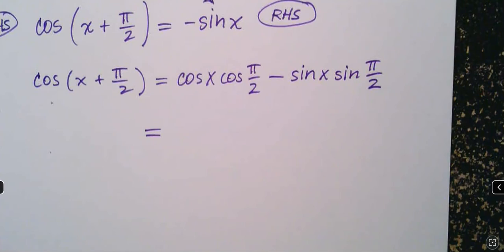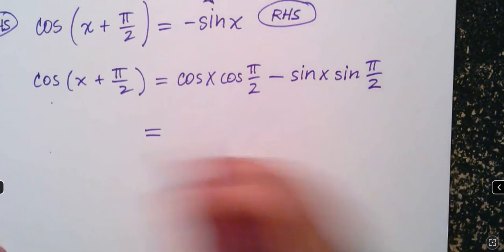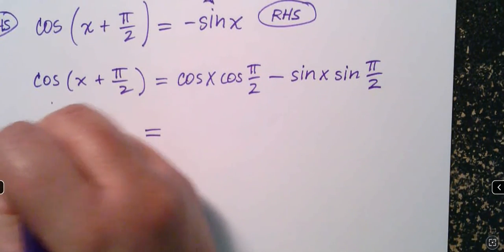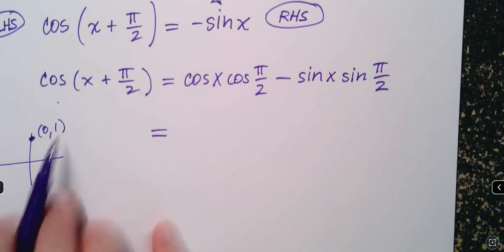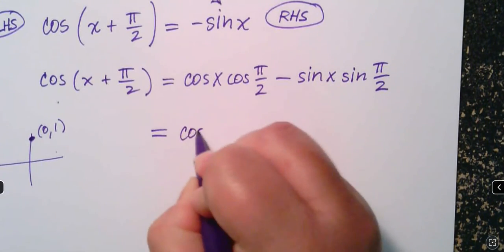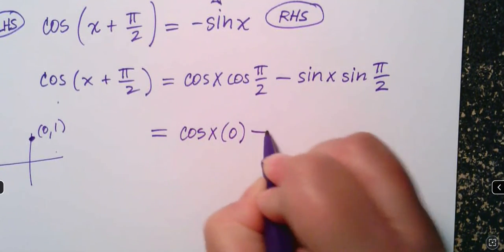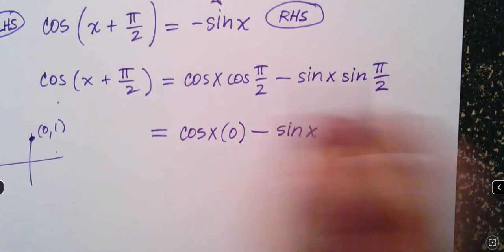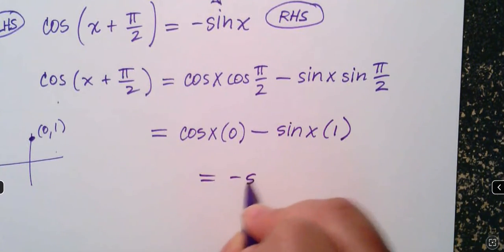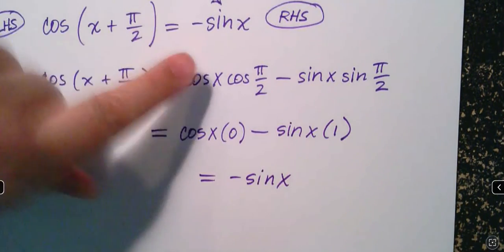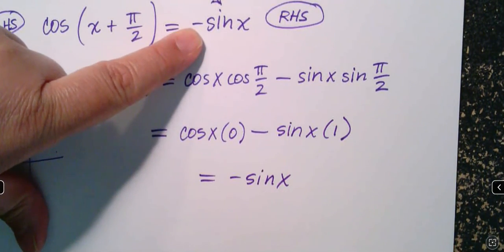And cosine of pi over 2, we just did it a second ago. Remember, pi over 2 is 90 degrees. This is 0, 1, which means this is cosine and this is sine. So this is cosine x times 0 minus sine x times 1, which is negative sine x, which is what we were asked to show that this is the same as.